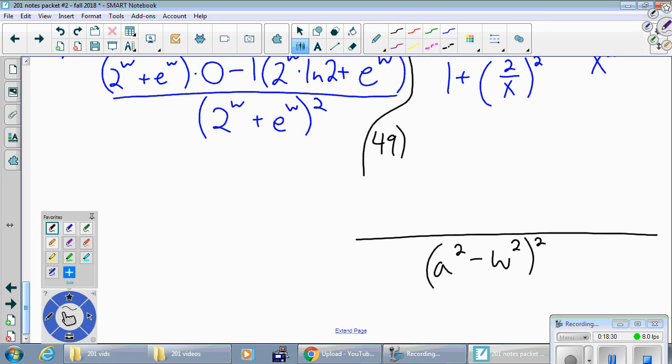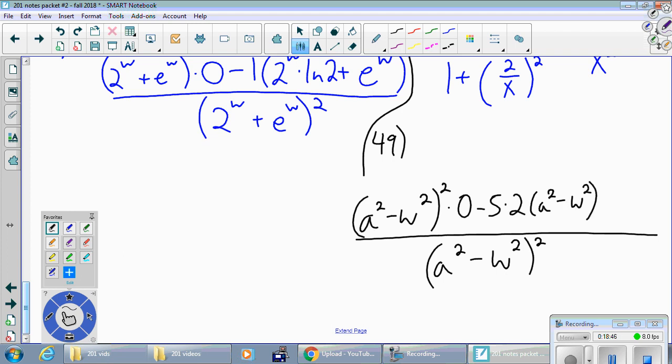Okay, so we go bottom times derivative of the top. Derivative of 5 is nothing, minus the top times the derivative of the bottom. Okay, the bottom is some stuff squared. So the 2 comes down. You copy the stuff. You subtract 1 from the power. There's an invisible power of 1 times the derivative of what's in those parentheses. Now the variable here is w, which means a squared is just a constant and its derivative is nothing. So the derivative of negative w squared is negative 2w.